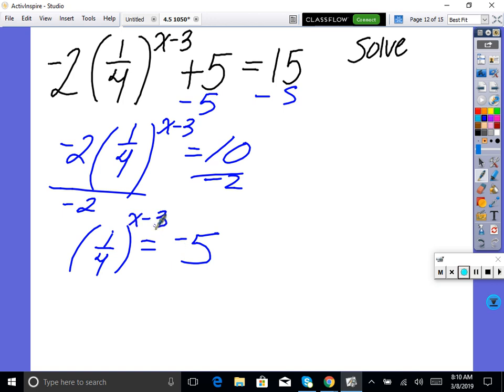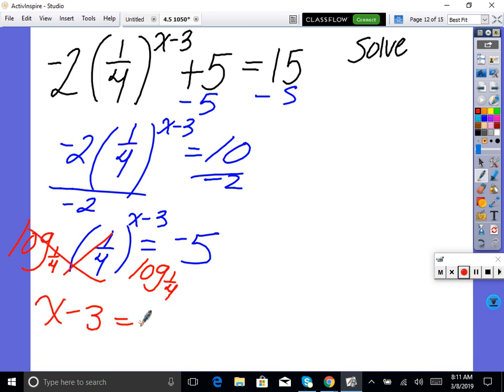How do we undo bases of fractions? No different, right? Log base 1/4. That's not a big deal to us. So now we would have x minus 3 is equal to log base 1/4 of negative 5. And right there's the no solution part, correct? Let's pretend it was positive. What would be my next step? Change your base, which would be log of 5 over log of 1/4, right? And then from there. Okay, awesome. No solution.